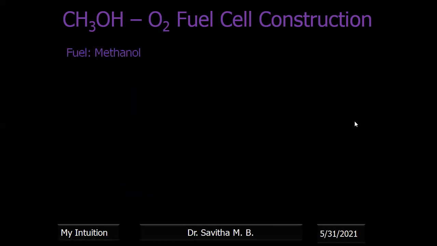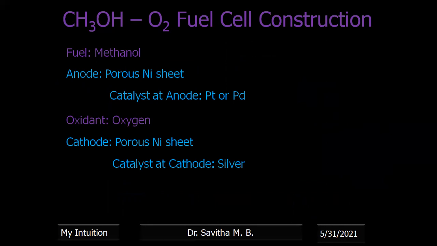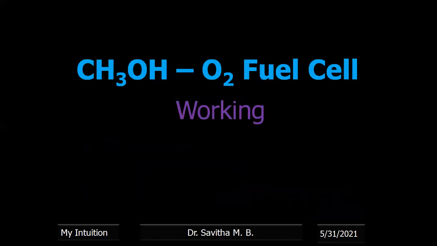Okay, now the fuel is methanol, the anode is a porous nickel sheet, the catalyst at the anode is platinum or palladium, the oxidant is oxygen, and the cathode is a porous nickel sheet, the catalyst at the cathode is silver, and the electrolyte is sulfuric acid. Generally, the preferred electrolyte for the methanol oxygen fuel cell is sulfuric acid. There is another option, an alkaline electrolyte, which can also be used. But more efficiency is given by the sulfuric acid electrolyte.